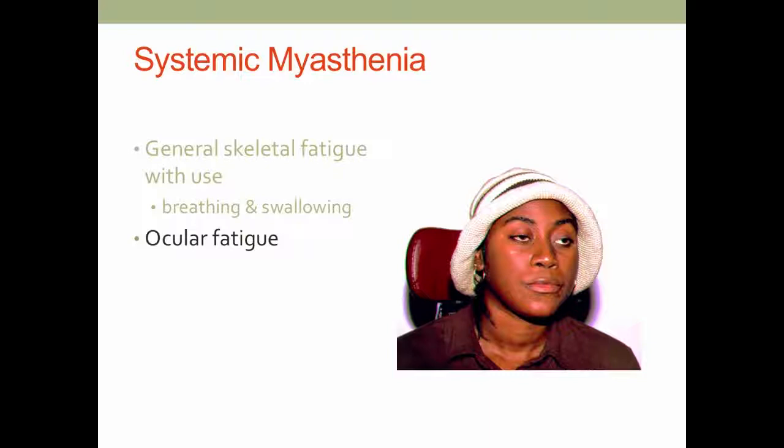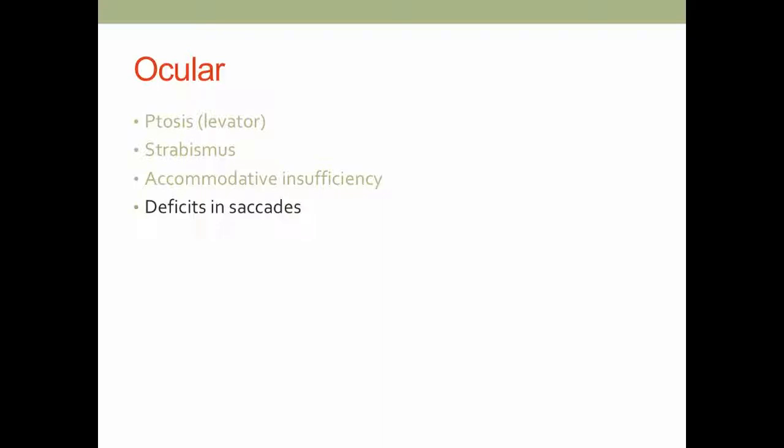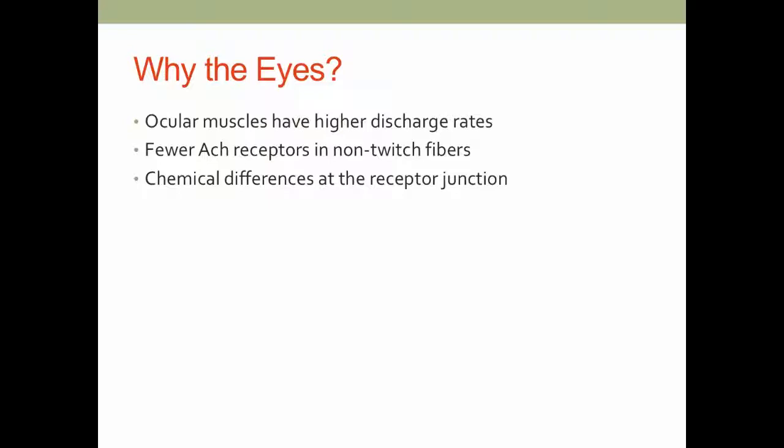This means that the deviation or the ptosis tends to occur upon utilization, worse in the evening than the morning. There are some reverse ones that get it the other way around, but most often it's noticed as the day goes on. Myasthenics can have involvement of ptosis, strabismus, accommodation, or in their saccadics. Rarely pupil changes. The main reason why the eyes are affected is because the muscles have a higher discharge rate.